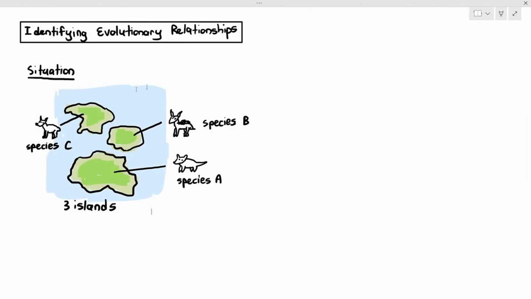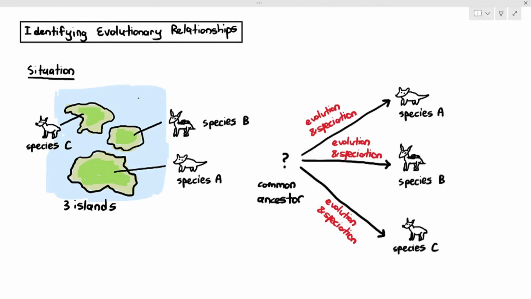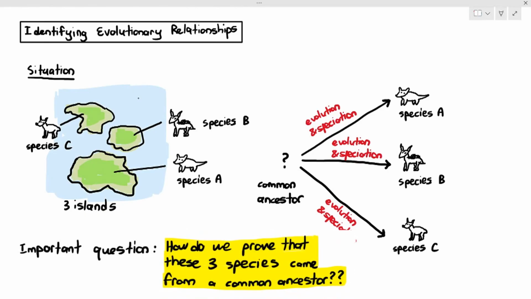But still, scientists want to know whether these 3 species actually came from a common ancestor. The question over here is, the common ancestor might not exist anymore because it has gone extinct. So the hypothesis or the assumption is there was a common ancestor, and that common ancestor evolved and speciated to become species A, B, and C respectively. So the important question here is, how do we prove that these 3 species came from a common ancestor?